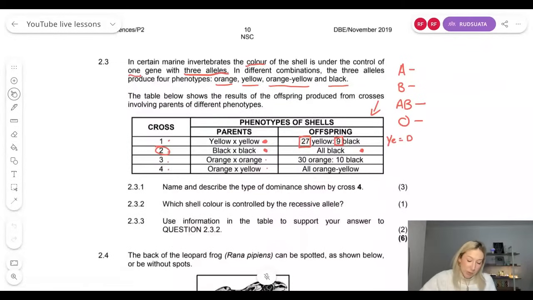If you go into the next one, orange times orange, we see the same outcome. Orange is a bigger proportion than black, which means yet again, orange is dominant. But now you're sitting thinking to yourself, but how can yellow be dominant and orange be dominant? Well, isn't that possible when you have incomplete dominance, when neither of them are dominant? So they take up equal space. And now this last cross where they crossed orange and yellow, and they made orange-yellow, all of them were orange-yellow.